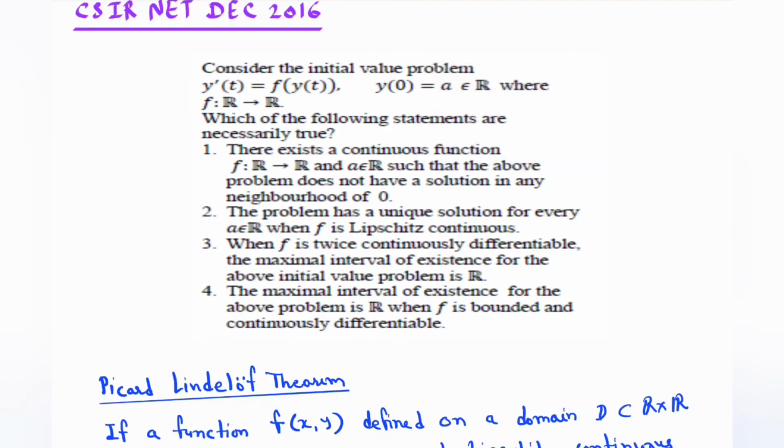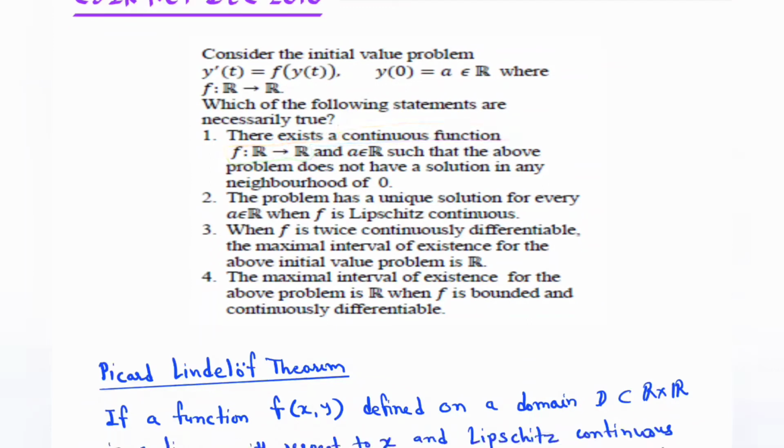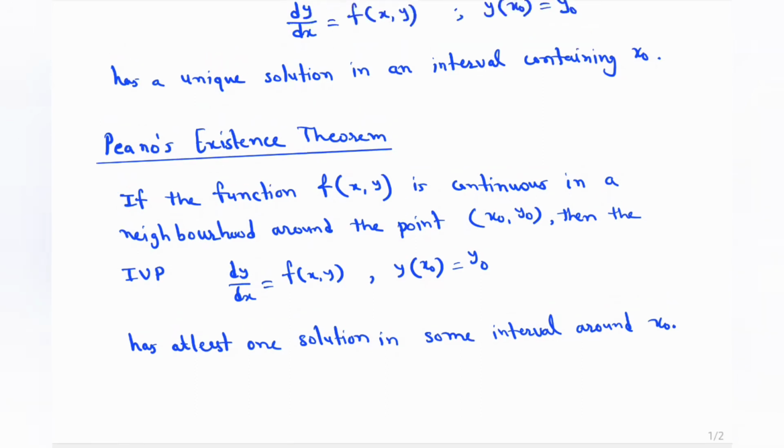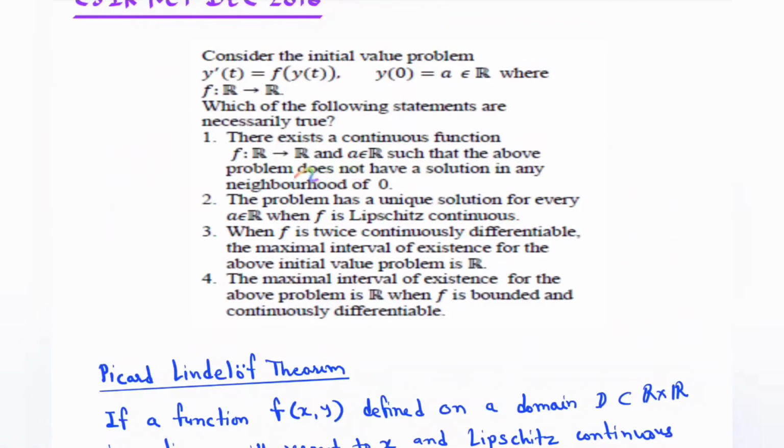So the first option: if f is a continuous function from R to R, then by Peano's existence theorem, this initial value problem has at least one solution around x0. But the option saying that the problem does not have a solution in any neighborhood of 0 is not correct. By Peano's existence theorem, there will exist a solution. So this option is not true. You can mark it.